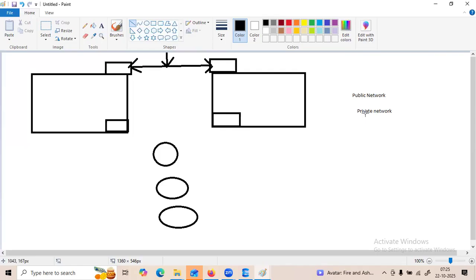That private network, what it will do, it will use it for the communication between the clusters. So this private NIC card is especially used for the internal node communication, not for the external user communication.